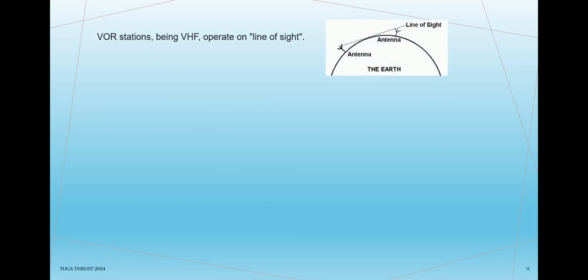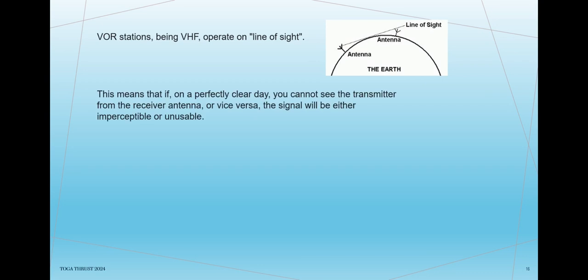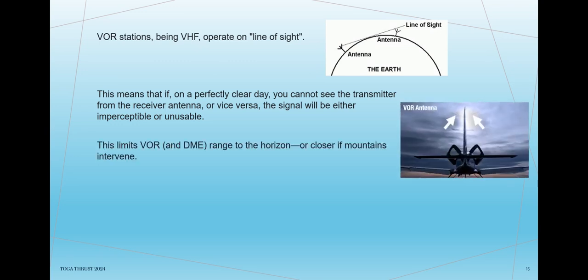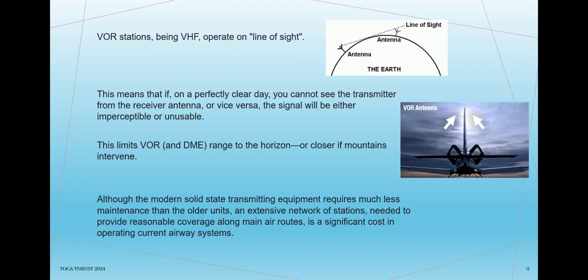VOR stations, being VHF, operate on line of sight. This means that if, on a perfectly clear day, you cannot see the transmitter from the receiver antenna, or vice versa, the signal will be either imperceptible or unusable. This limits to the horizon, or closer if mountains intervene. Although the modern solid-state transmitting equipment requires much less maintenance than the older units, an extensive network of stations, needed to provide reasonable coverage along main air routes, is a significant cost in operating current airway systems.